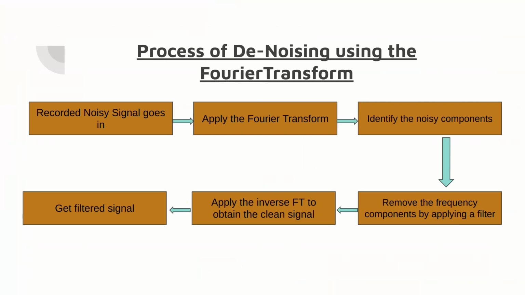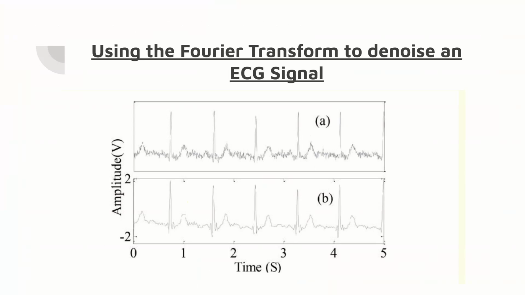Now that you have the Fourier transform, you can identify which frequency components are causing the unwanted noise and set those coefficients to 0 by applying a filter, such as a low pass, high pass, or a band pass filter. Then you can apply the inverse Fourier transform and obtain the clean signal back. Let's try applying this to a couple of signals. First up, we have the ECG signal. Let's look at a simulation for this.